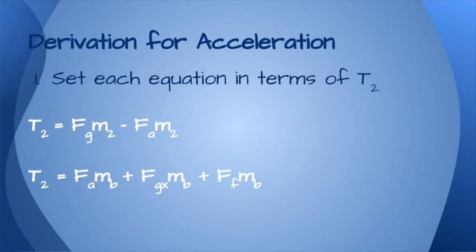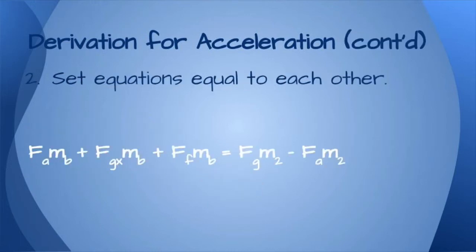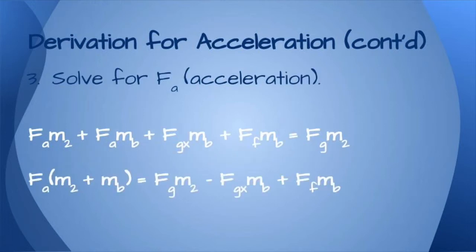So you see the first equation for tension is tension equals the force of gravity times the second mass, all of that minus the force due to acceleration times the second mass. And then we have our second equation for tension, which is the force due to acceleration times the mass of both objects, plus the force of gravity in the x direction times the mass of both objects, plus the force of friction times the mass of both objects. And then you just set those equations equal to each other to get rid of the tension value.